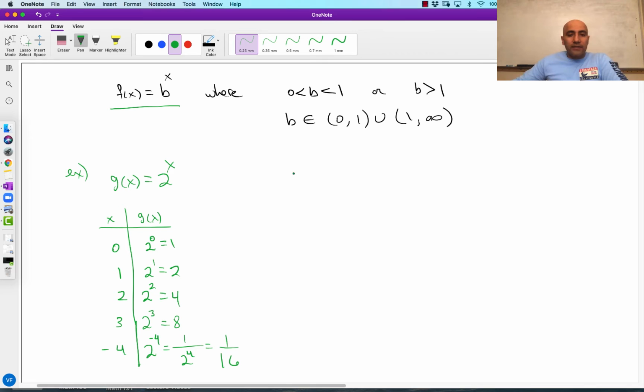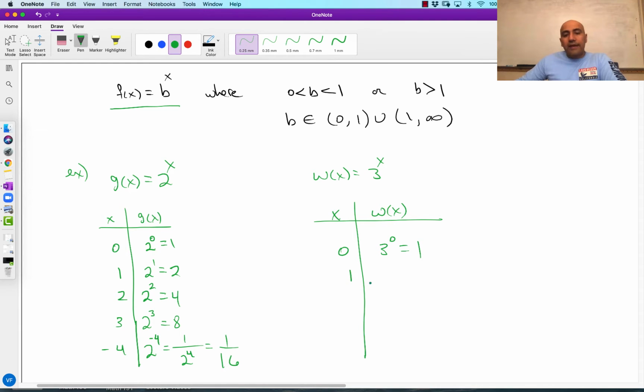Another example could be w of x equals 3 to the x power. And again, we could create a little table. Here are x and w of x values. When x is 0, we get 3 to the 0, which is 1. That's something to note. Whenever we raise anything to the 0 power, we get 1.